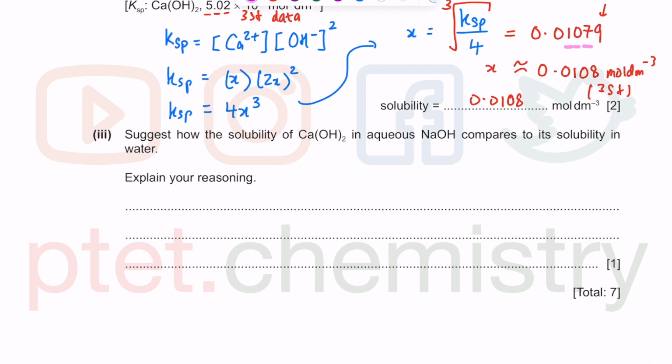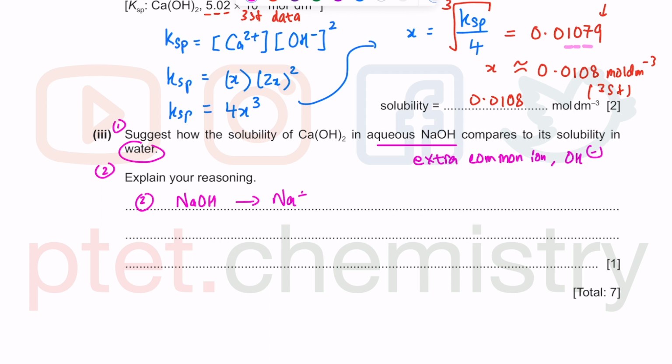The next one asks how the solubility of calcium hydroxide in aqueous sodium hydroxide compares to in water. The only difference in sodium hydroxide is you have an extra common ion, which is OH minus, the same ion present in the calcium hydroxide. So we know that this is to do with the common ion effect. I'm just going to reason it out first. We said that NaOH dissociates completely in solution, therefore I write a full-headed arrow, whereas the calcium hydroxide has a reversible arrow representing partial dissociation.